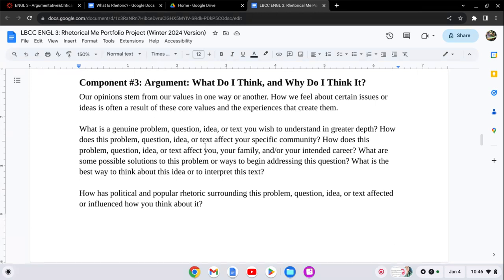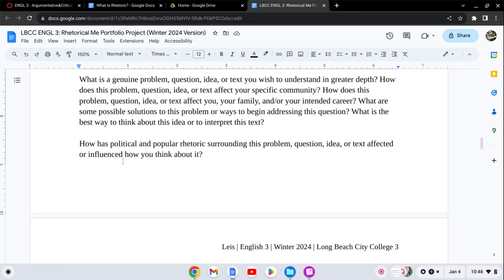So again, there's a lot of opportunity here. It's open-ended for a reason, because I want you all to explore something you genuinely care about. You should genuinely have interest in this thing. But we want to conduct research on that and figure out how we can gain some better understanding of that particular question, problem, idea, or text. How has political and popular rhetoric surrounding this problem, question, idea, or text affected or influenced how you think about it? Right? So this is something else to think about.